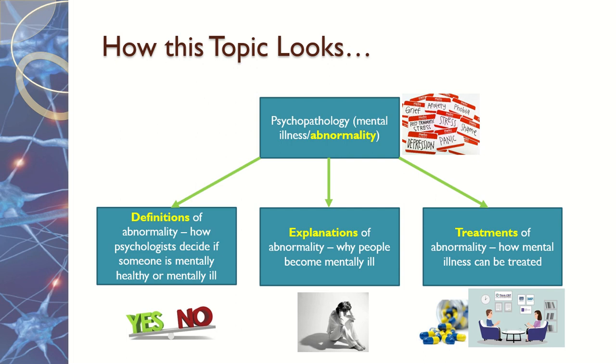Hi everyone, so today we're going to be starting the topic of psychopathology, which is looking at mental illnesses or abnormalities. Now in your textbook it's arranged slightly differently to in your booklet, so I just wanted to make you aware of how we are structuring the course. So first of all, we're going to look at 4 different definitions of abnormality. This is how psychologists decide whether someone is mentally well or not.